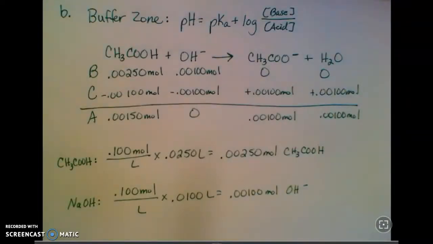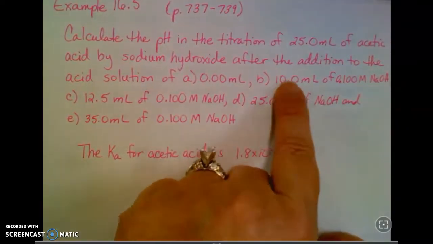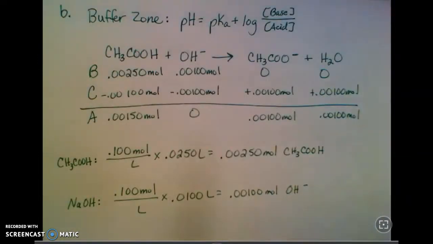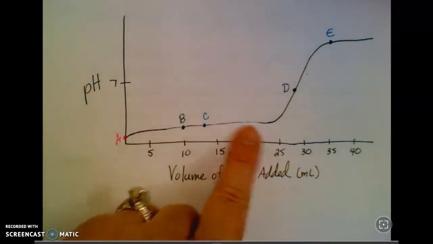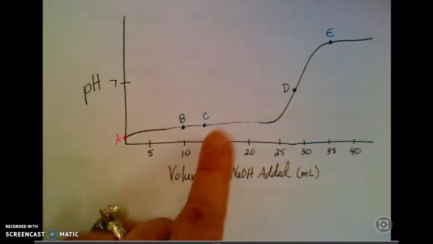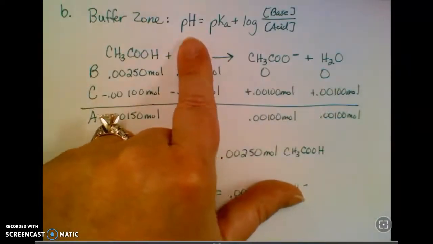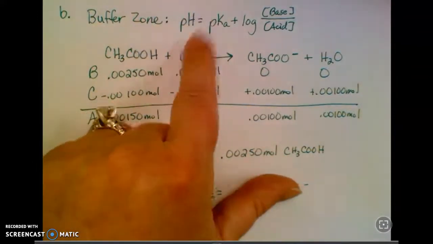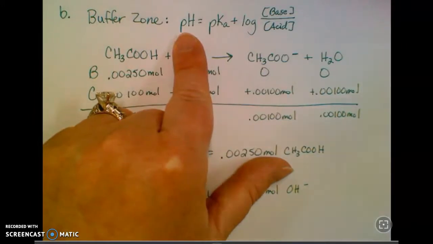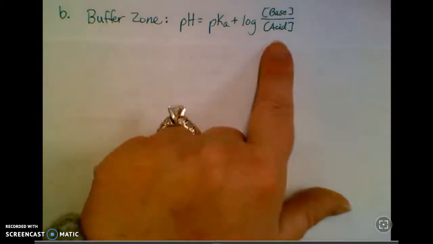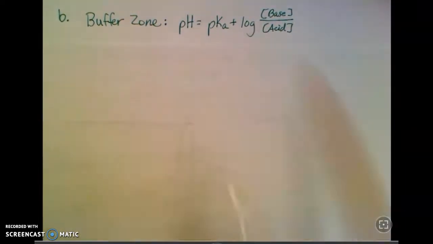Part B of the question says, what's the pH after I've added 10 milliliters of the base? If I look at my graph, this is, again, that buffer zone that we talked about. The pH isn't changing all that rapidly. And since I'm in the buffer zone, I can use this equation to make my life a whole lot simpler. pH equals pKa plus the log of base over acid. Concentration of base over concentration of acid. That's your Henderson-Hasselbalch equation.